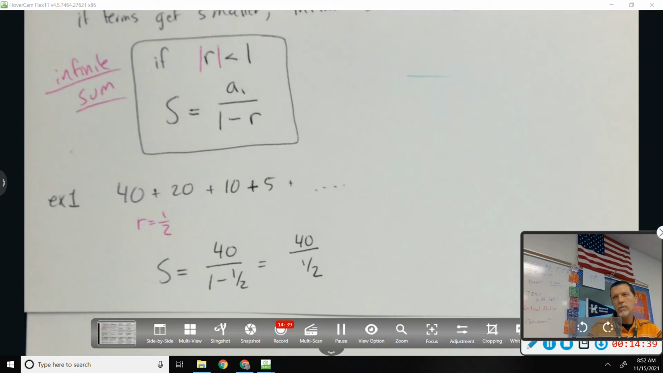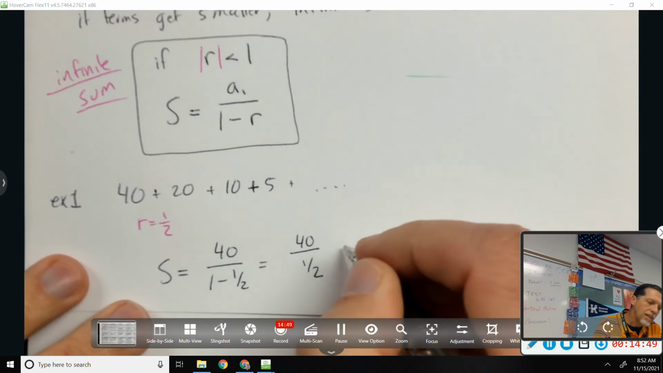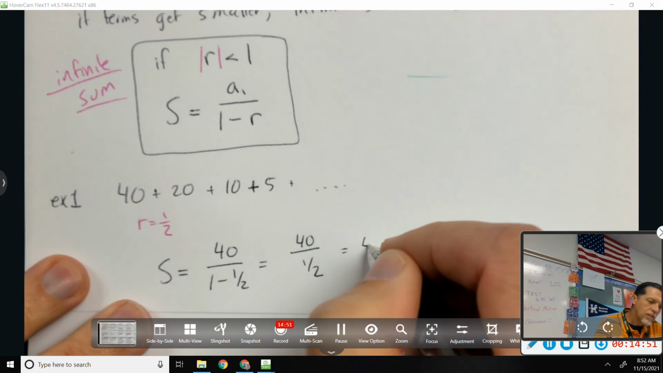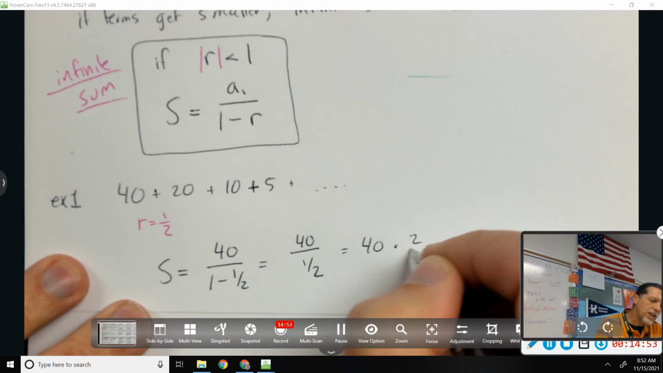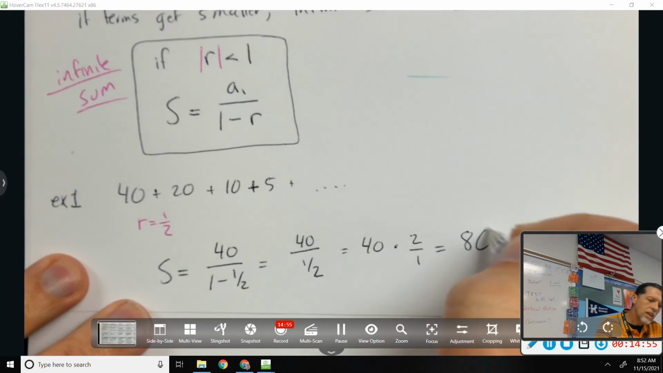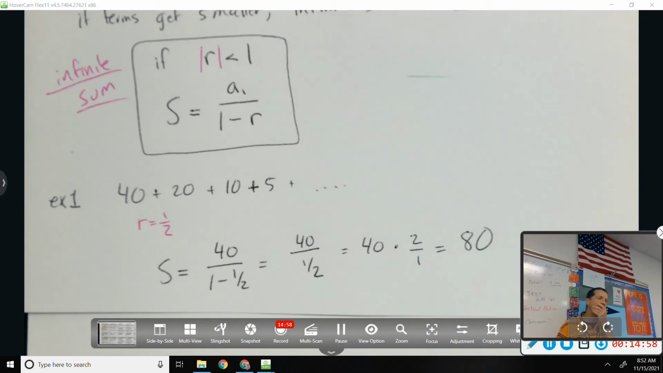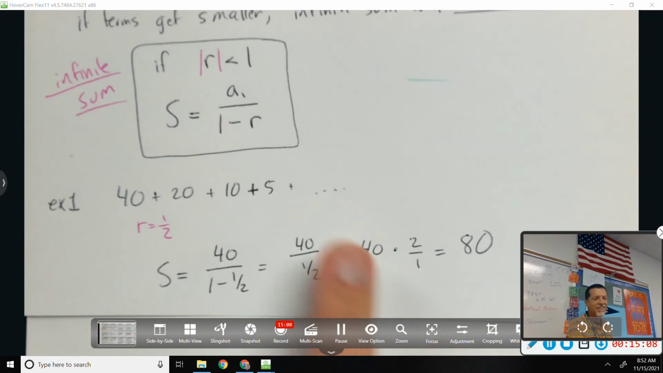Some of you can probably just reason that out. 1 minus a half is a half. And then some of you know what that is, others are going to keep it, change it, flip it. We get 80. That's the answer. Of all of those, if we went forever, they would add to 80.